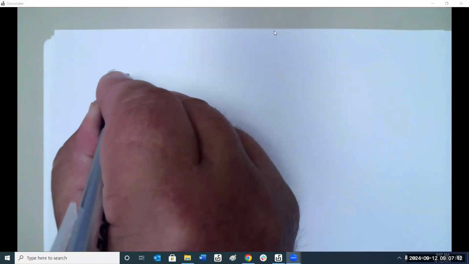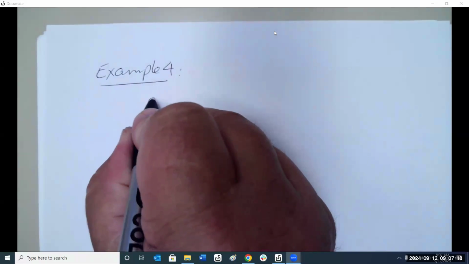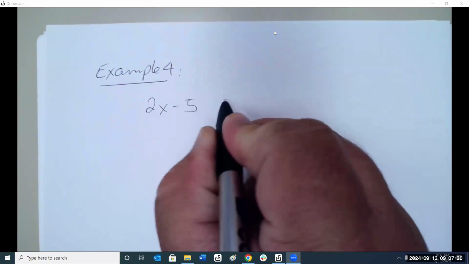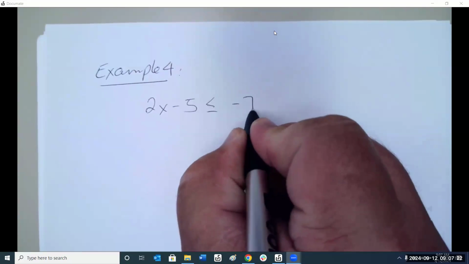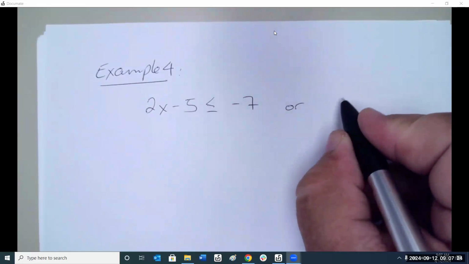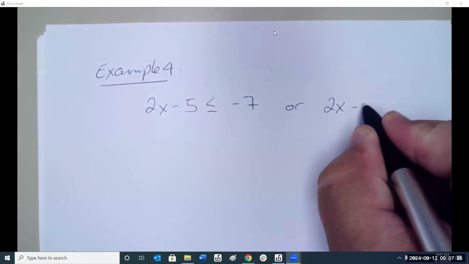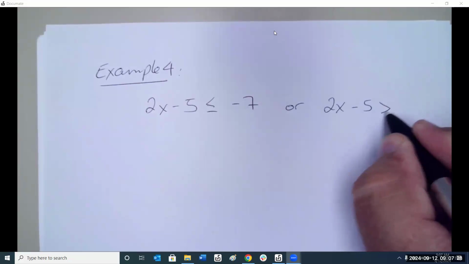All right, let's look at a disjunctive, which they go opposite directions. Example 4. Solve this. We have 2x minus 5 is less than or equal to -7, or we have 2x minus 5 is greater than 1.